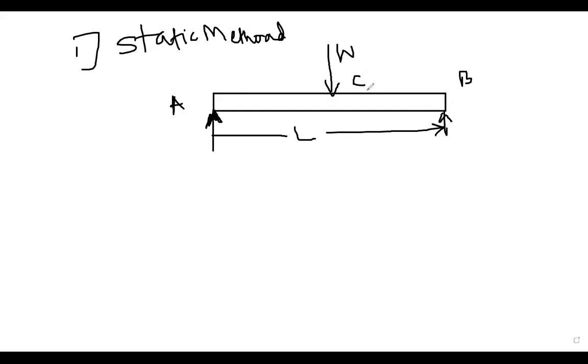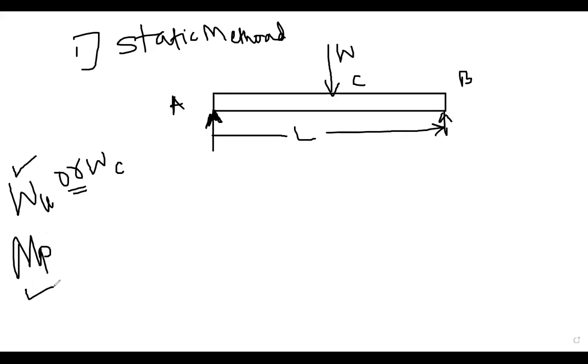Now, in case of static method, what we have to find out? We have to find out collapse load, WU, or you may call it as WC. Okay, WU ultimate load or WC collapse load, or we have to find out plastic moment. तर तुम्हाला क्वेश्चन्स काय असणार आहेत? क्वेश्चन्स काय असणार आहेत त्याच्यावरती स्टॅटिक मेथड किंवा कायनेमॅटिक मेथडवरती? तर तुम्हाला डायग्राम दिले जातील, त्याप्रमाणे तुम्हाला एकतर कोलॅप्स लोड फाइंड आउट करा म्हणून सांगितलं जाईल आणि किंवा प्लास्टिक मुवमेंट.